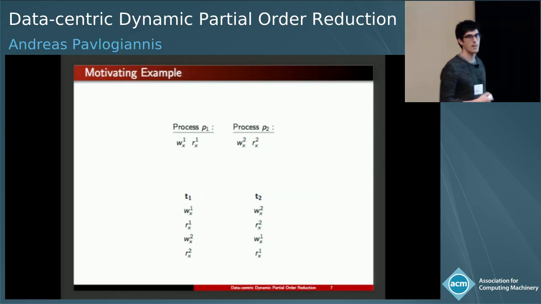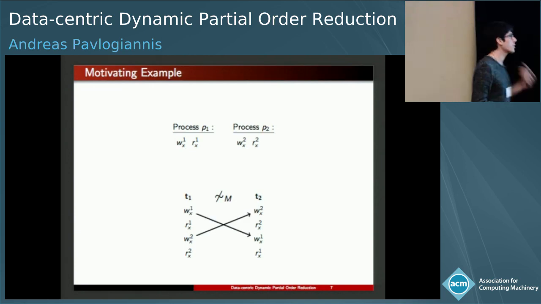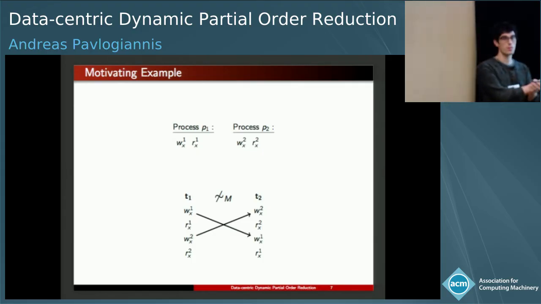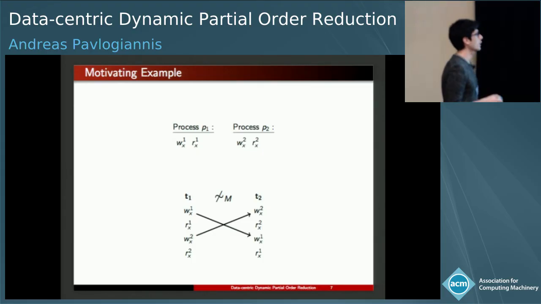And in T2, we have the inverse scenario. The second process goes and completes, and then the first one. And you can quickly see that these two traces are Mazurkiewicz inequivalent because we have changed the order of the non-commutative writes.